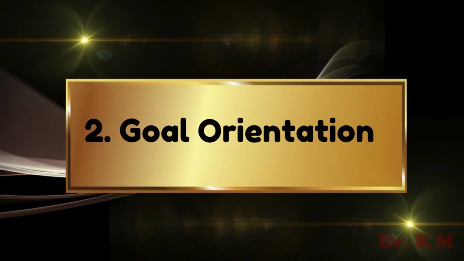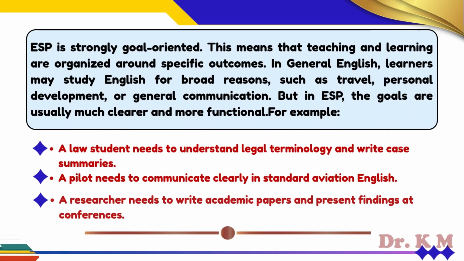2. Goal orientation. ESP is strongly goal-oriented. This means that teaching and learning are organized around specific outcomes. In general English, learners may study English for broad reasons, such as travel, personal development, or general communication. But in ESP, the goals are usually much clearer and more functional.